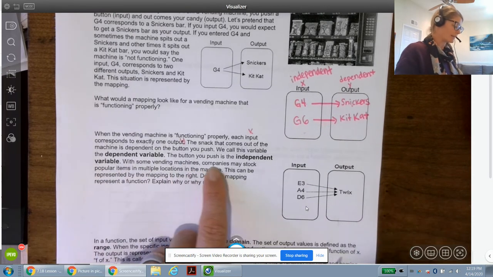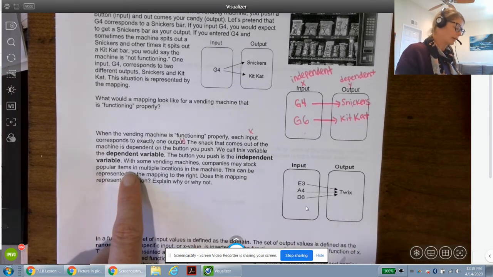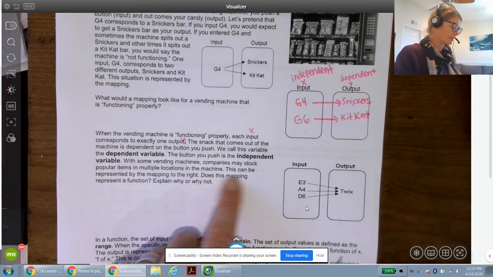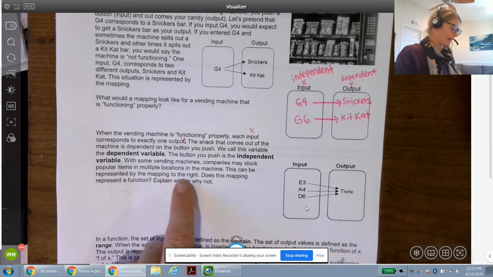With some vending machines, companies may stock super popular items in multiple locations in the machine. This can be represented by the mapping to the right.